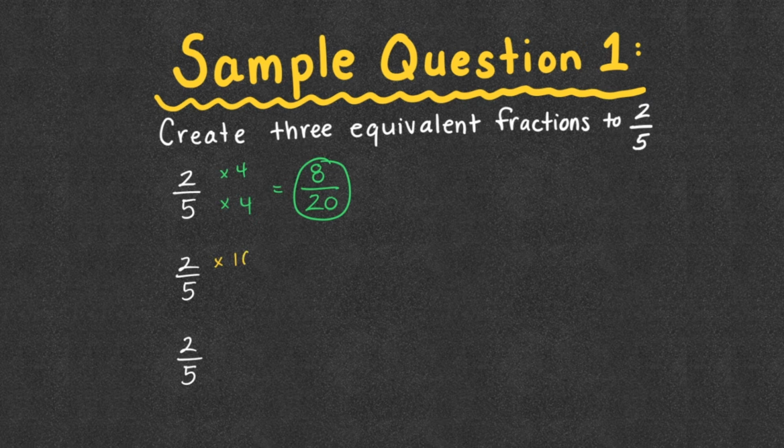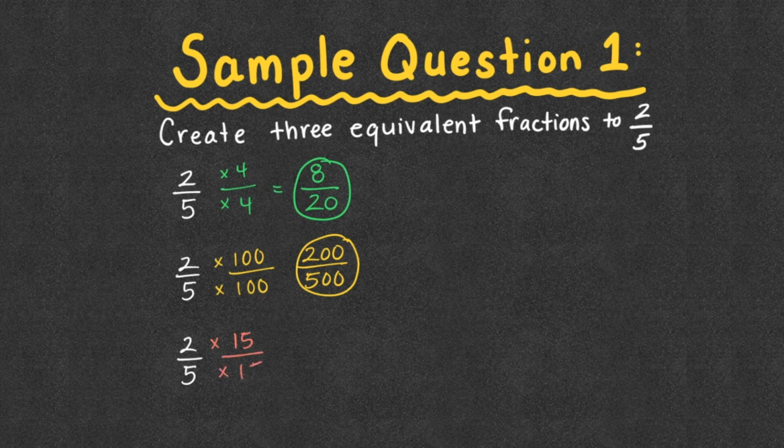Let's try 100. 2 times 100, 5 times 100. Making sure I multiply the numerator and denominator by the same number. 2 times 100 is 200. 5 times 100 is 500. Therefore, 2/5 is equal to 200/500ths. Final one, let's make it 2 times 15.